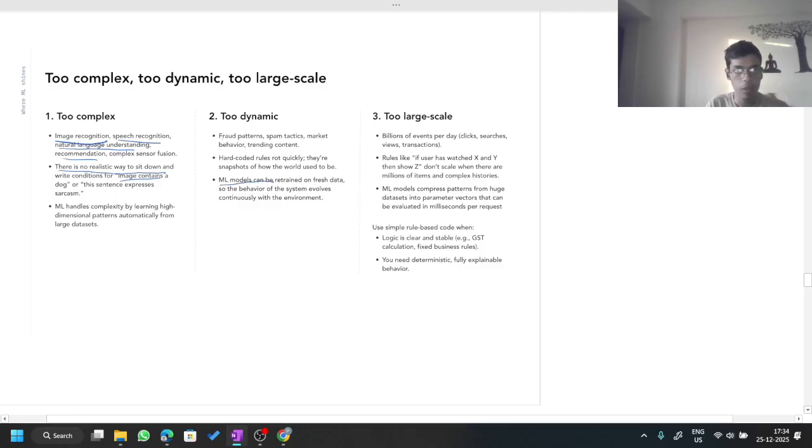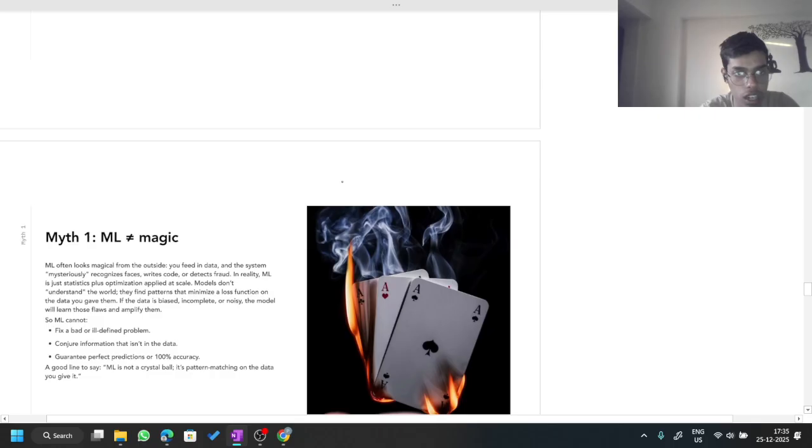And here ML models can be retrained on fresh data so that the behavior evolves continuously with the environment. And again, when the scale of data is too large, we cannot write everything for a particular user. A generic ML model will try to identify the key features accordingly and suggest to the user, or rather how it can act on a particular event.